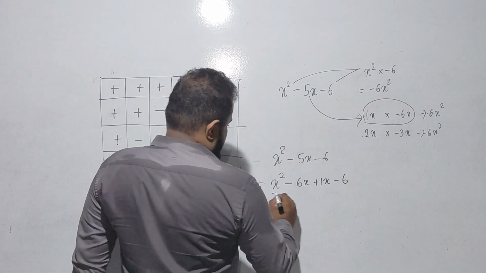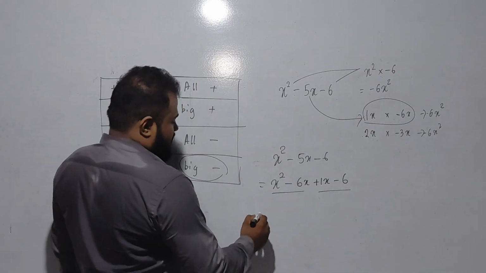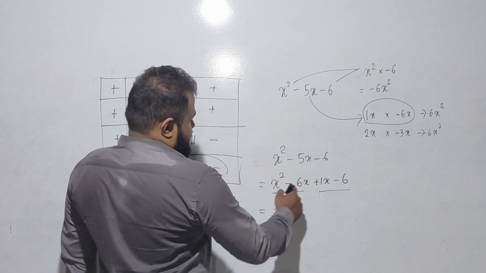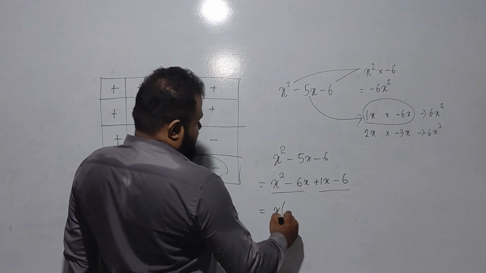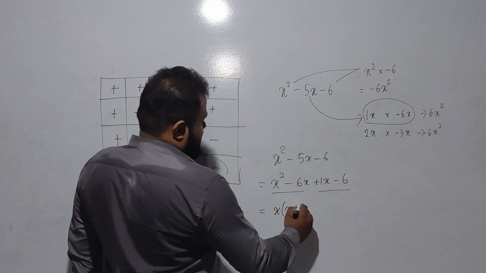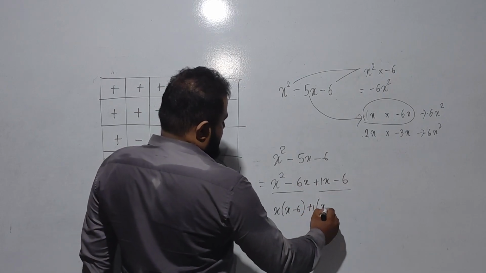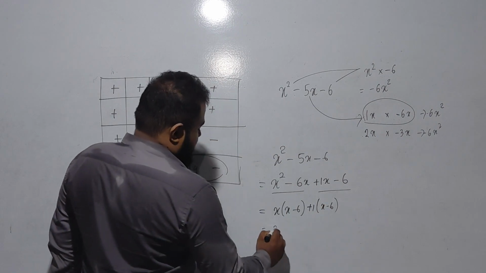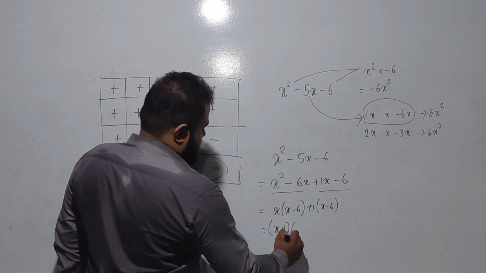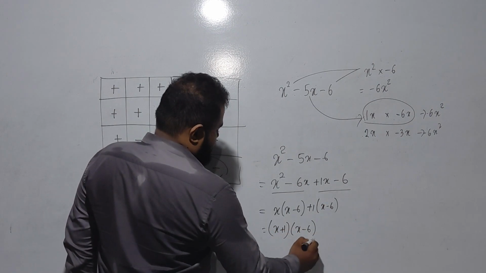Now we can factorize 2 terms by 2 terms. For these 2 terms, x is the common factor, x brackets x minus 6. For these 2 terms, plus 1 is the common factor, x minus 6. So the final answer is x plus 1, x minus 6.